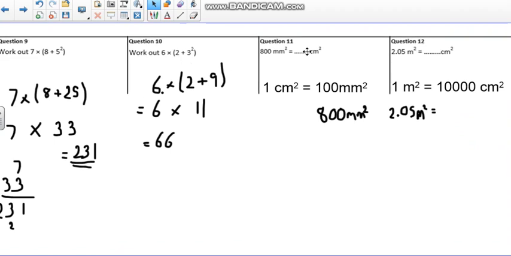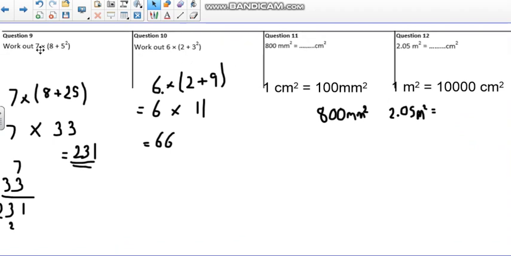Question 9. Okay, so it's BIDMAS. Now in here I've got a multiply, I've got brackets, and I've got indices. Okay, so brackets we always do first, but within the brackets I've got an add and indices, so the indices happen first. So 5 squared is 25, so I've got 7 times 8 plus 25.